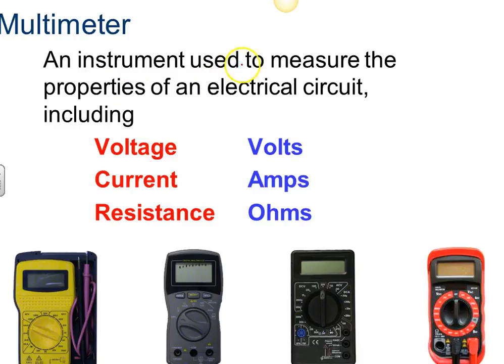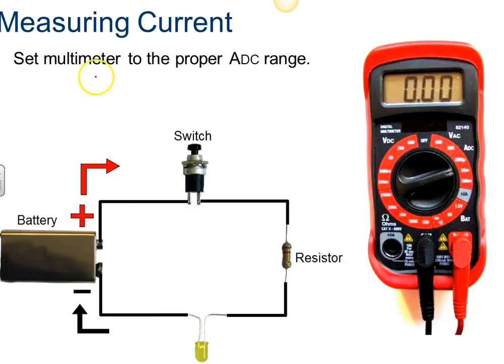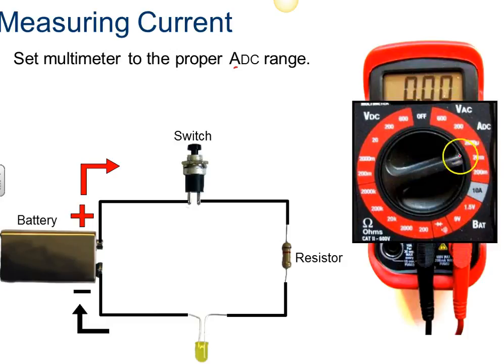An instrument that's used to measure the properties of an electrical circuit, including voltage, current, resistance, is the multimeter, as I've already said. And there are multiple versions of it. We have a couple of different versions here. To measure current, we set the multimeter to the proper DC range. We're dealing with DC electricity at the moment, and probably throughout this course, direct current instead of alternating current, which is AC. So we're going to be in the DC range over here, and we're setting this to 20 m, which is 20 milliamps would be our range.